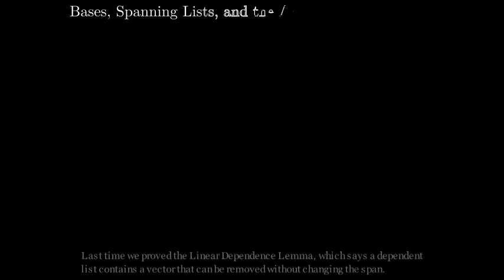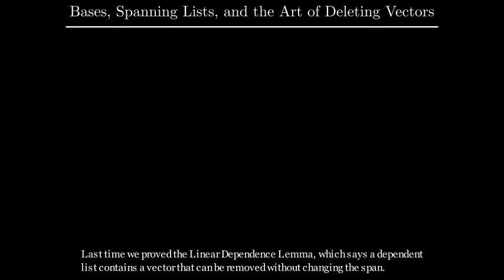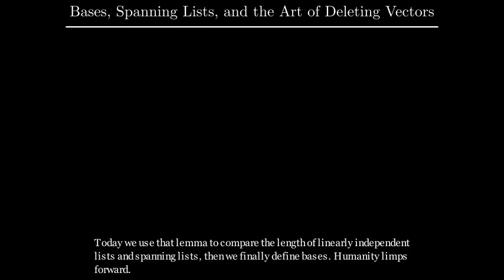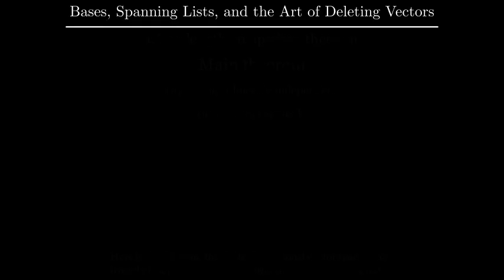Last time we proved the linear dependence lemma, which says a dependent list contains a vector that can be removed without changing the span. Today we use that lemma to compare the length of linearly independent lists and spanning lists. Then we finally define bases. Humanity limps forward. Here is the theorem.